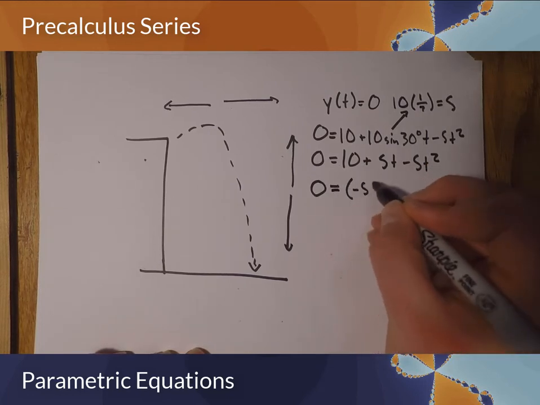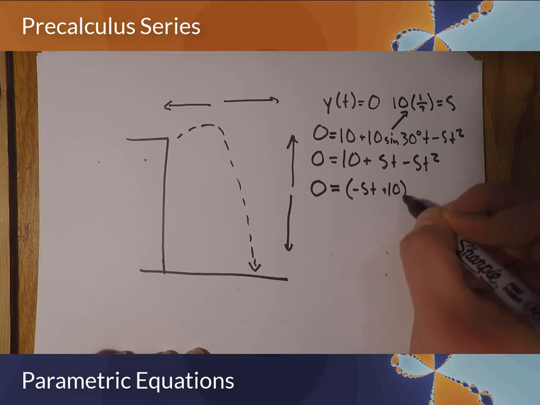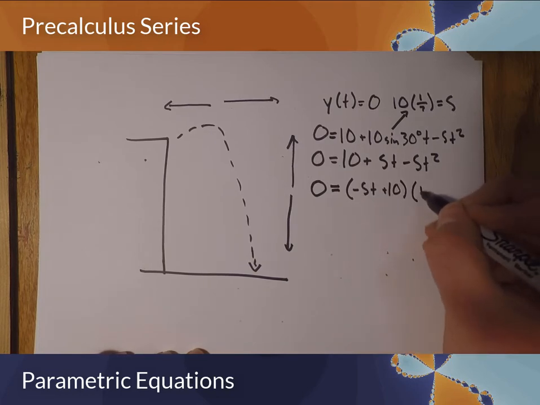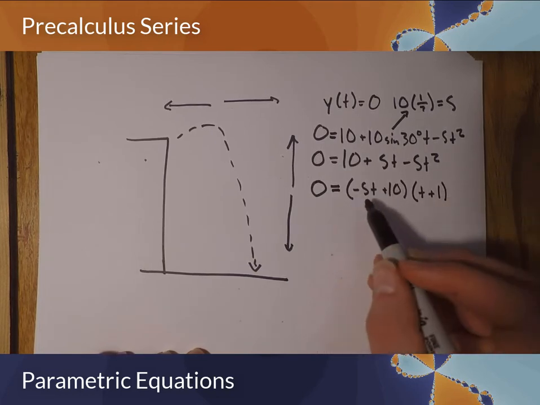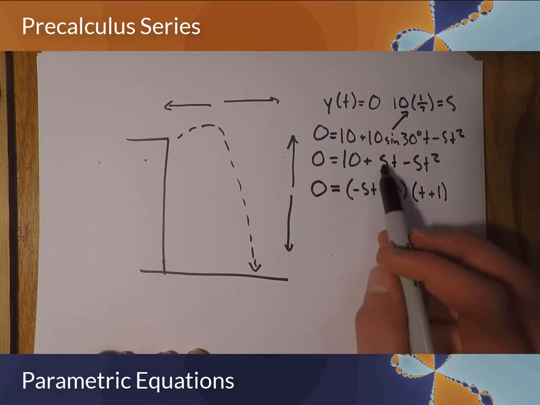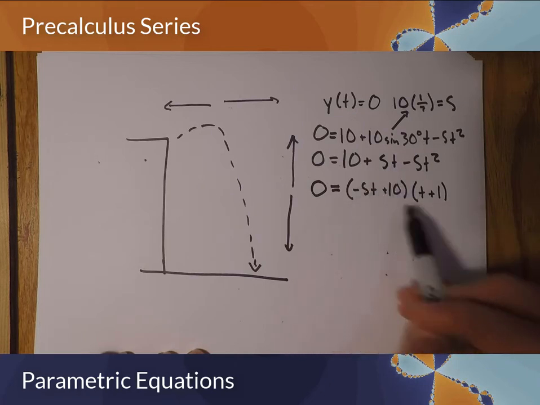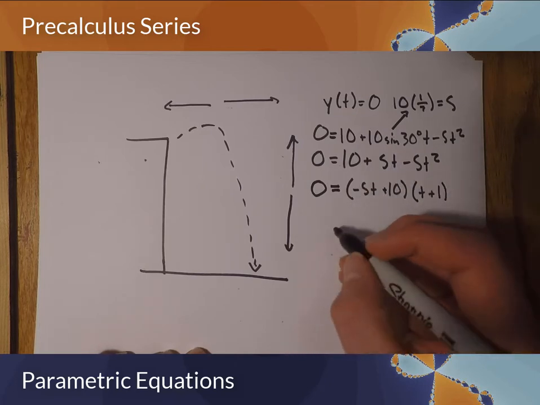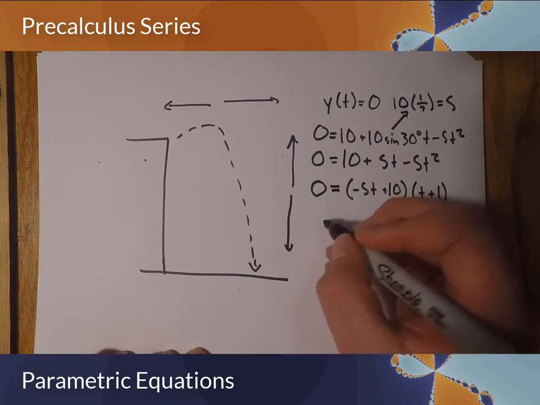So 0 equals negative 5t plus 10 times t plus 1. And we can verify that's true because this is 5t squared, then 10t minus 5t equals positive 5t, and then 10 times 1 equals 10. So this works. So we just set each of these linear factors equal to 0.